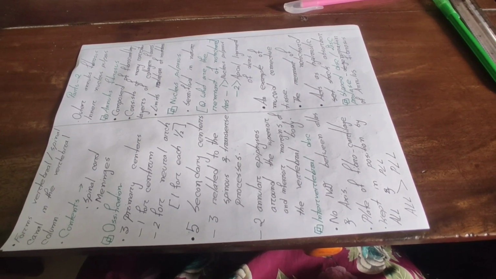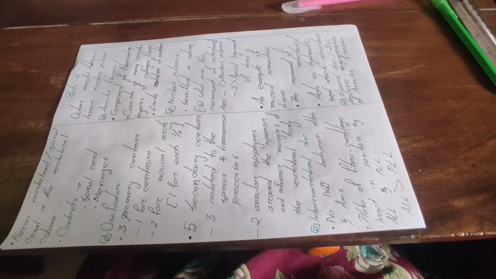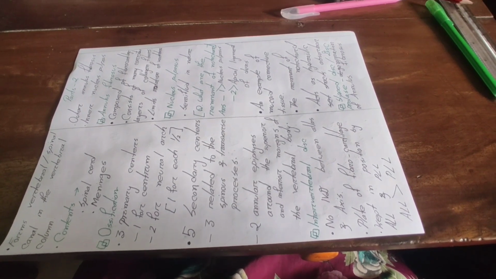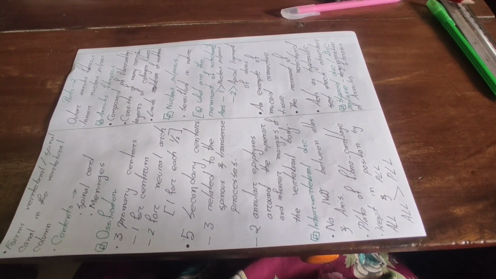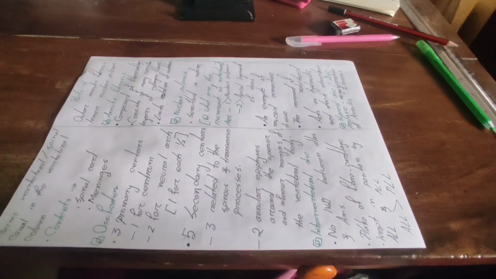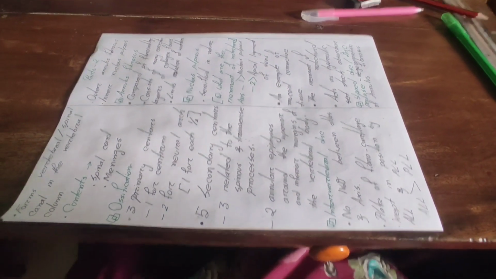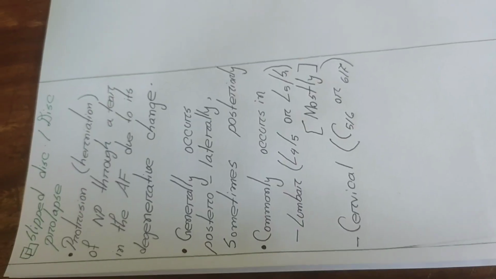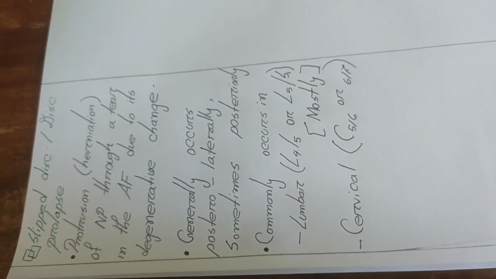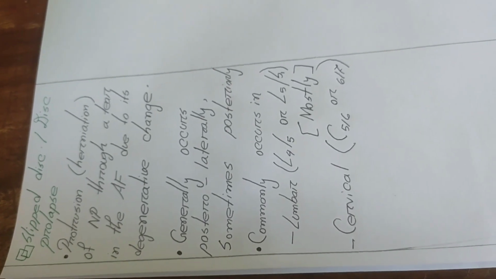The nucleus pulposus is an example of mucoid connective tissue. The remnant of the notochord, the nucleus pulposus, acts as a hydraulic shock absorber. Clinical importance of intervertebral disc prolapse.